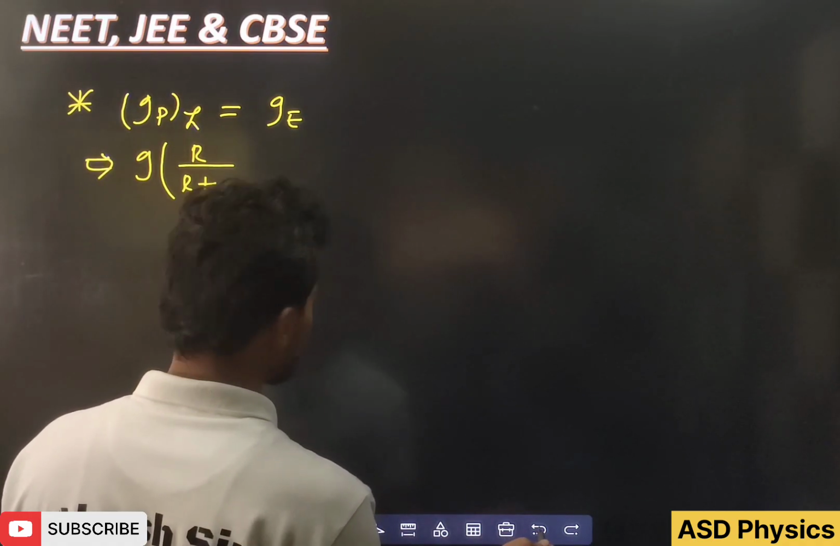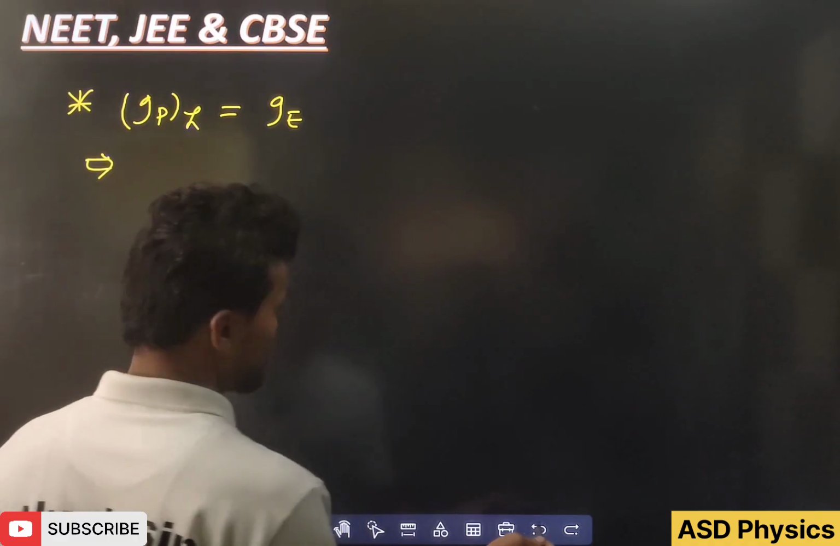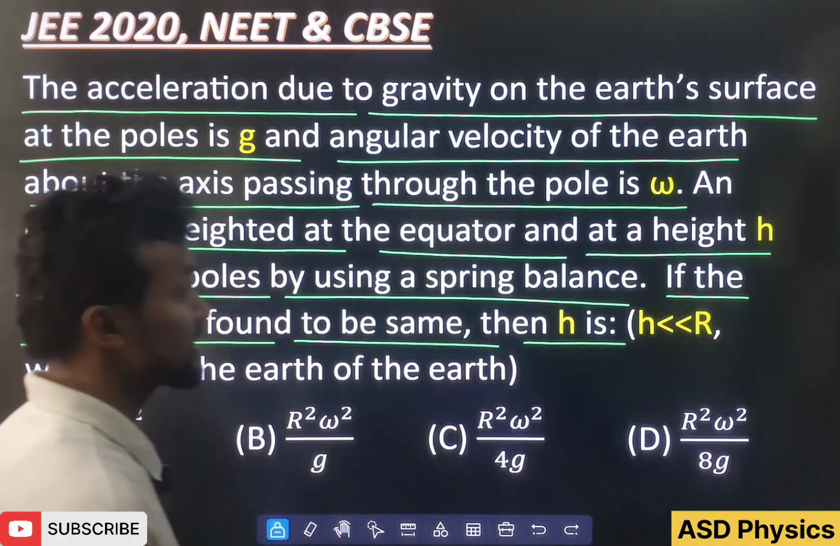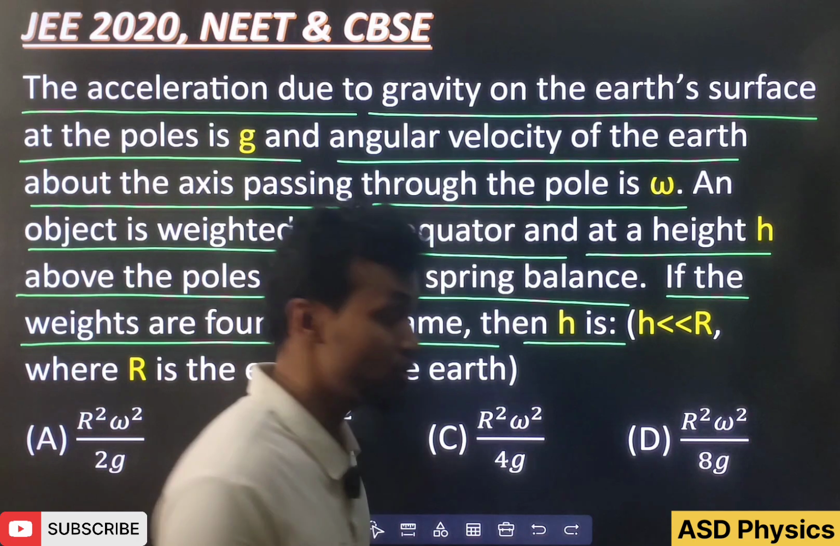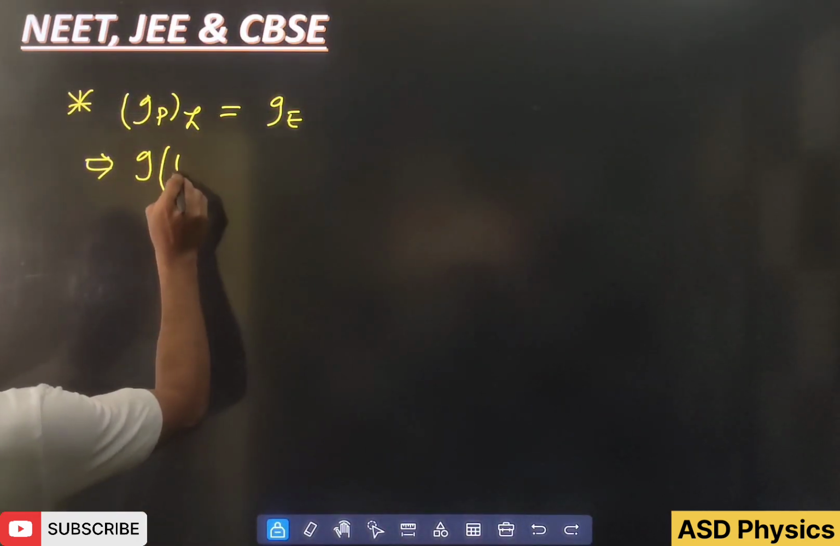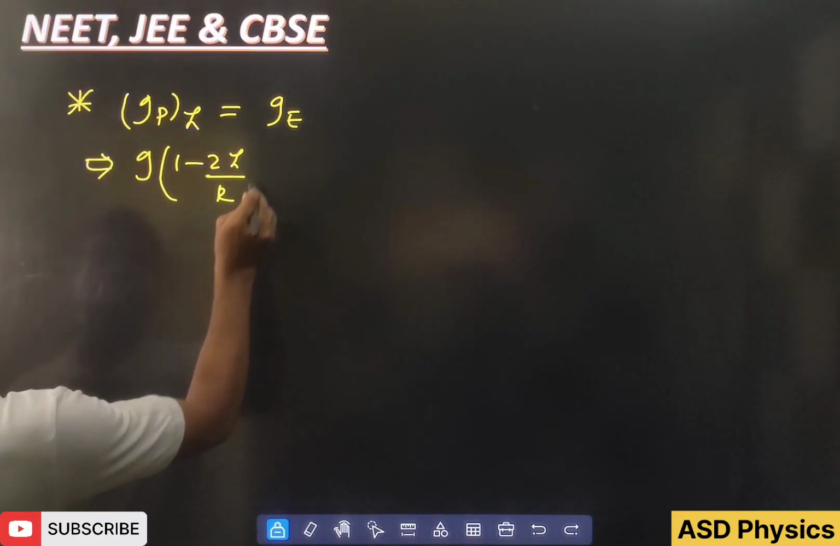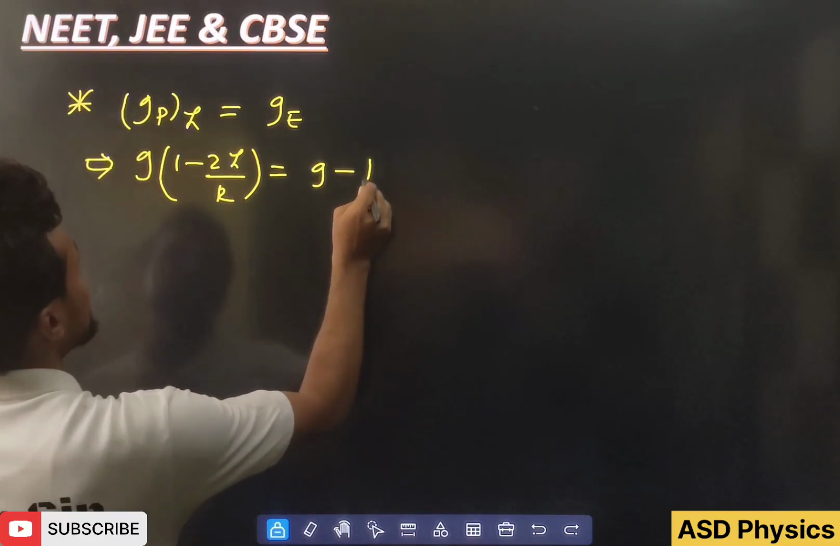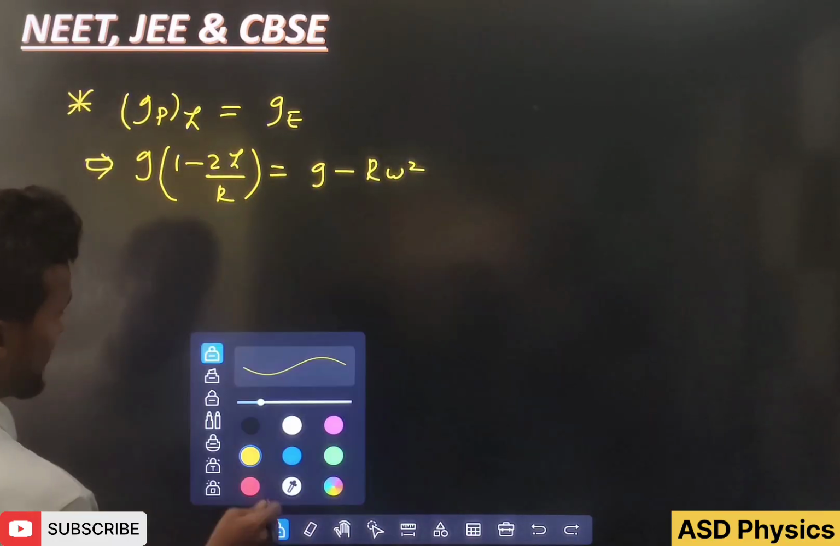Why can we not use this formula? Because the problem says h is less than r. That means there is no need to use the exact formula; we will use the approximate formula. So g times (1 minus 2h by r) is equal to g minus r omega square.